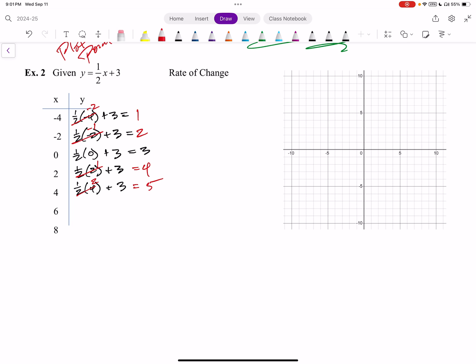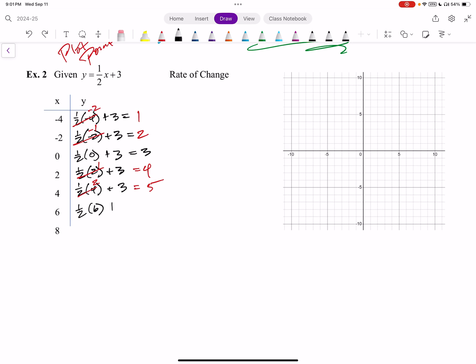Now in this next one, 1/2 of 4 plus 3. 1/2 of 4 is 2, plus 3 is 5. Look at the pattern that's going on. And then 1/2 of 6, and then add 3. So 1/2 times 6 is 1/2 of 6, which is 3. 3 plus 3 is 6, and the pattern continues.